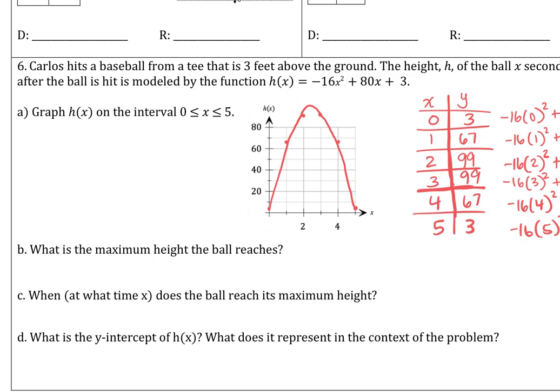So not a beautiful quadratic, but there you go. Now what you've done is graphed that quadratic along the interval of 0 to 5, anywhere where x is 0 all the way to 5. We have what that graph would look like.